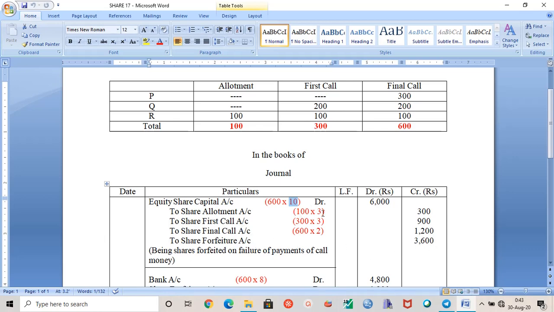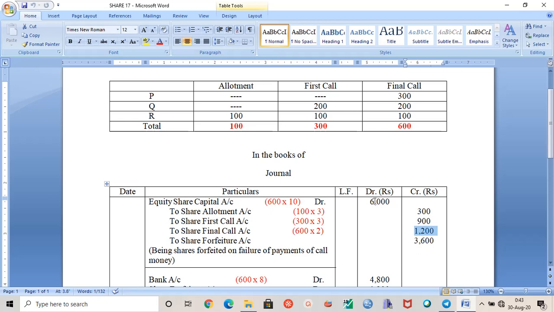So 100 into 3, 300 into 3, 600 into 2. This 3, 3, and 2 is actually the amount of calls that have been made by the company. You can refer to the question, it has already been mentioned there. So you just multiply 600 into 10, you will get 6000. 100 into 3 should be 300. 300 into 3 should be 900, and 600 into 2 will be 1200.